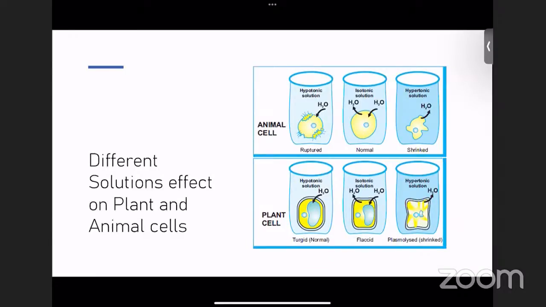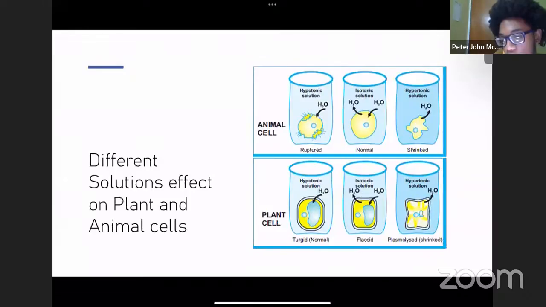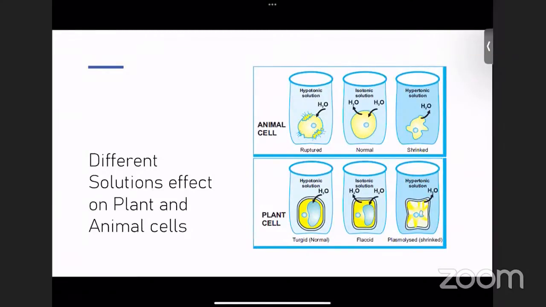For the isotonic solution, there is movement going inside and outside of the cell, because water is always moving. Tell me more about the isotonic. What do we notice about it? Is there any major change that we can see? No. Okay, good. Hypertonic: the cell becomes shriveled as it shrinks because it's releasing water.